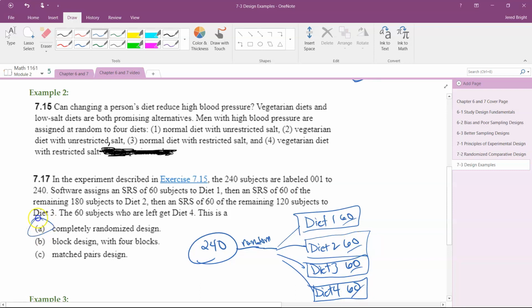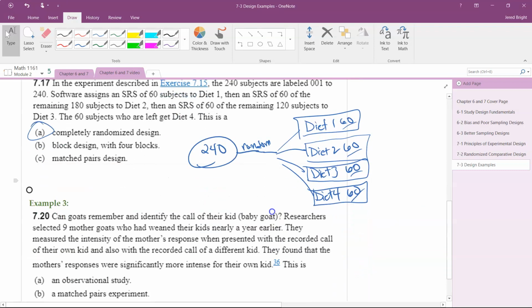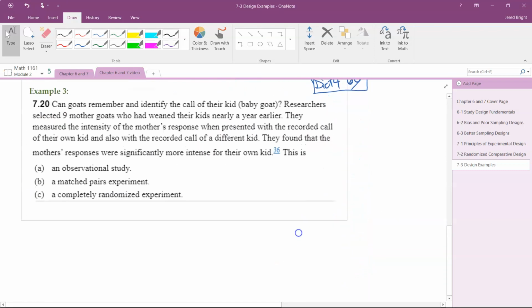But it is completely randomized because the randomization procedure occurs right at the beginning. Okay, we're not blocking by any explanatory variable or any lurking variable or doing any sort of closely related matching. All right, and example 3. Okay, so again, pause the video, try it out, resume the video when you're ready to see the solution.